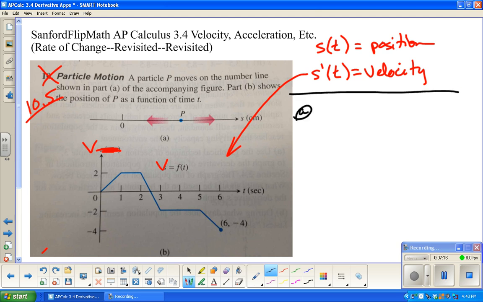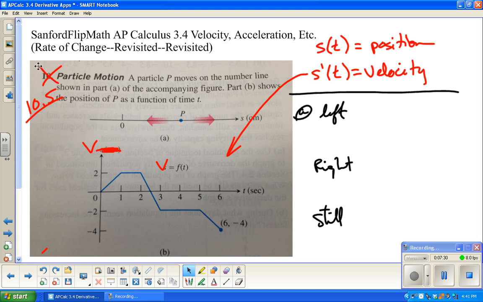Okay, so like part A from number 10 originally asked, when is it moving to the left, when is it moving right, and when is it still, when is it not moving. Okay, all right, so we need to think in terms of what that means for velocity. Moving to the left for velocity is going to mean, again, a negative velocity. Well, if this is a graph of velocity, then anywhere the y values on the graph are negative, that is going to be negative velocity.